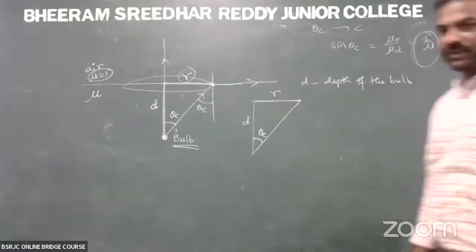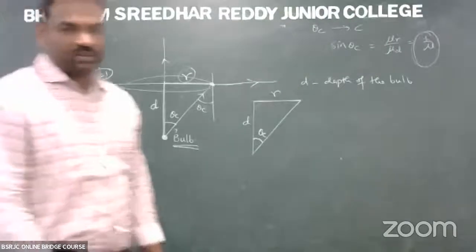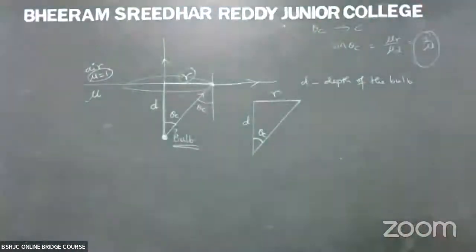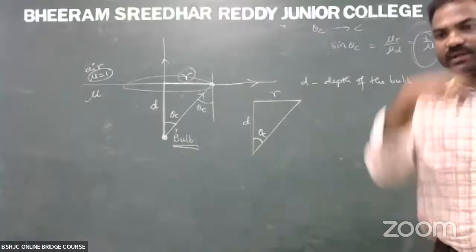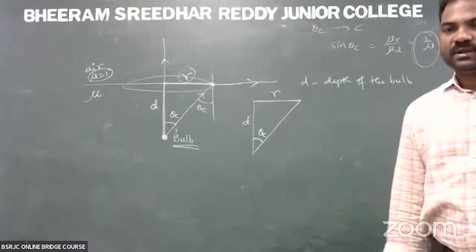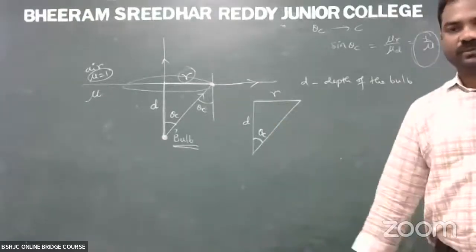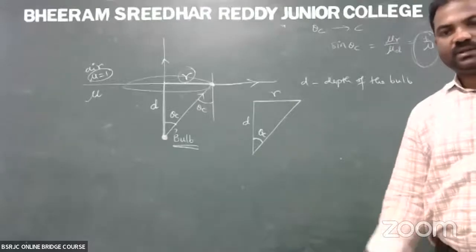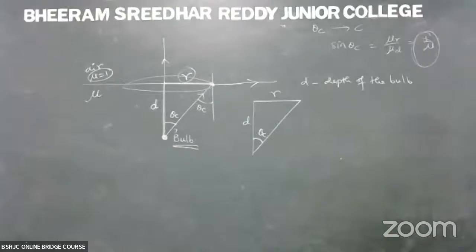Now, what is the relation between R, d, and theta c? Anyone? Which relation is to be applied? That is okay, Sharon, but in terms of angle, no? Very good, Vishnu. Dipti, not Pythagoras. We don't know the hypotenuse. We know the angle and two sides. Then sine or cos is to be applied.